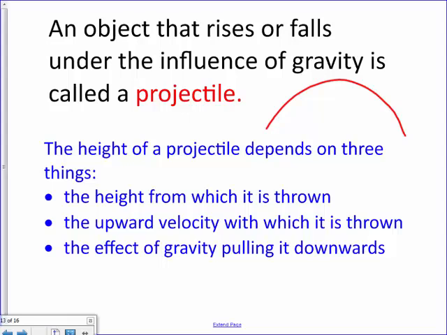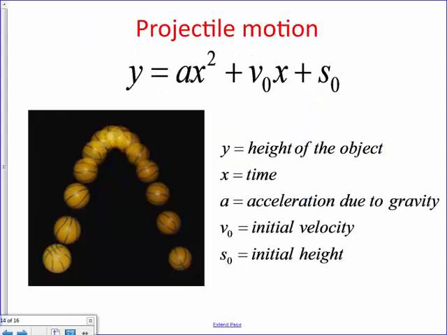And things that we need to know: the height from which it's thrown, that's important. Okay, the upward velocity, that's important. And plus, we always have to consider gravity. So we have a nice equation for this. Okay, and this a that's in front of the x squared, that deals with our gravity. Okay, acceleration due to gravity. Okay, and we'll talk about what we put in for there.